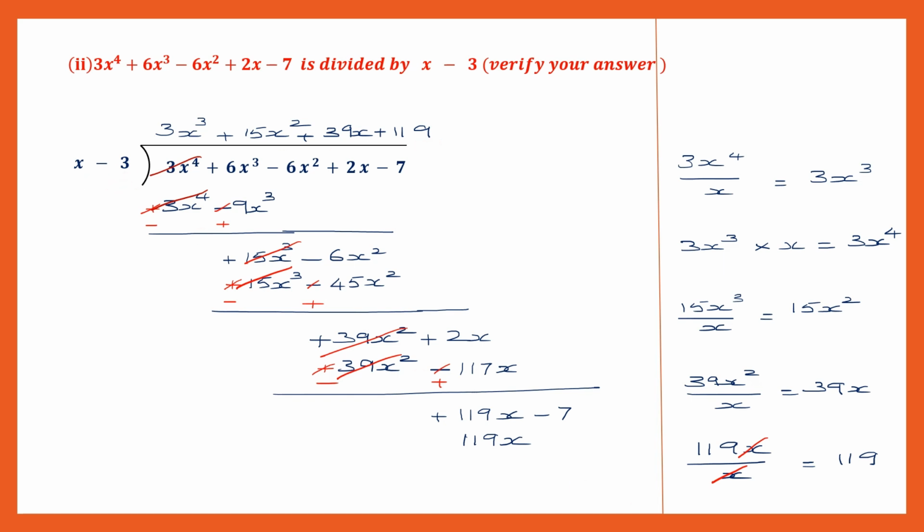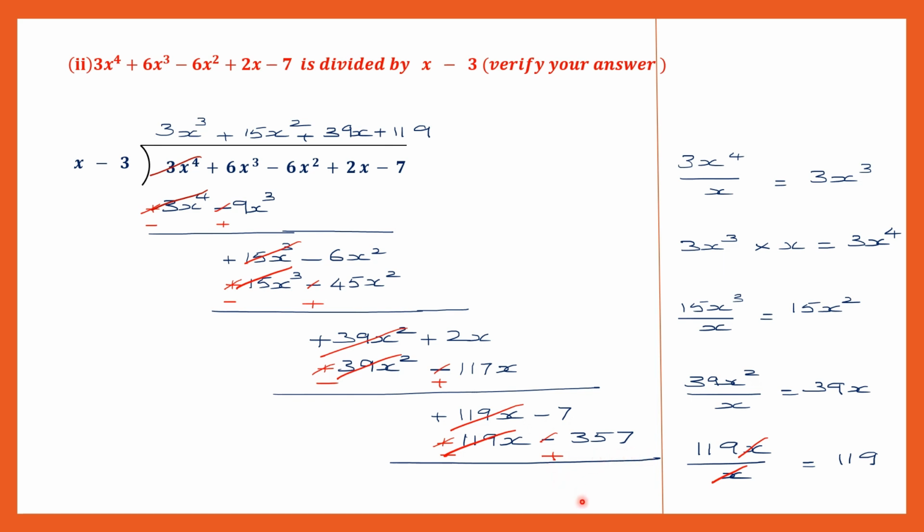So the sign is minus. Then we have 119 into 3, which is 357. So we've finished with this. Now we're going to subtract. So the sign will change. Plus will become minus. Minus becomes plus here. Now here we have plus 119x minus 119x, which is 0. So cancel it. Now here we have minus 7 plus 357.